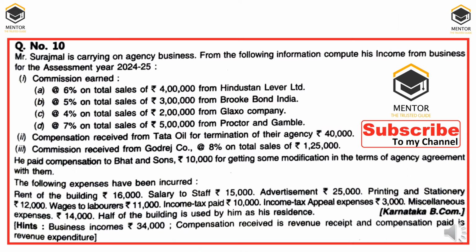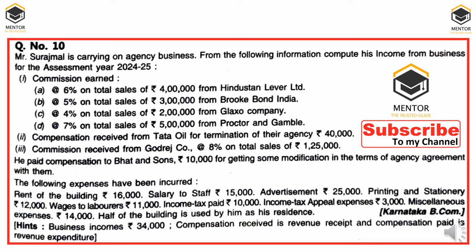If you see this question, what does it say? Mr. Surajmal is carrying on agency business. From the following information, compute income from business for the assessment year 24-25. Agency business means he will sell the product and earn the commission. Commission earned is 6% on total sales of 4 lakhs from Hindustan Lever Limited, 5% on total sales of Brook Bond India, 4% on total sales of 2 lakhs from Glaxo Company, and 7% on total sales from Procter & Gamble. Compensation received from Tata Oil for termination of agencies is 40,000.